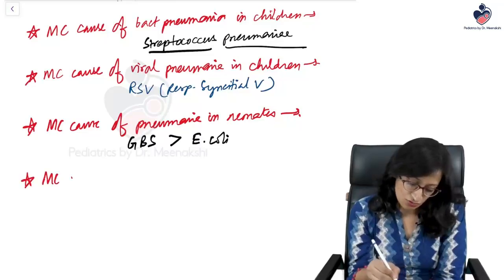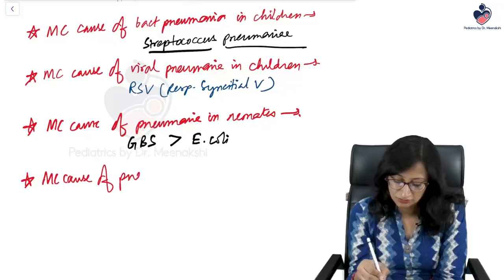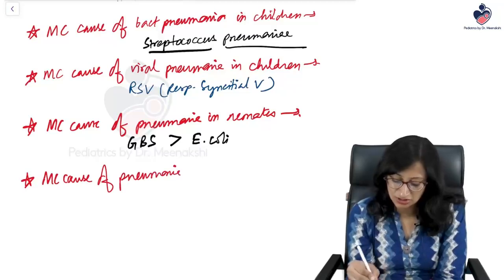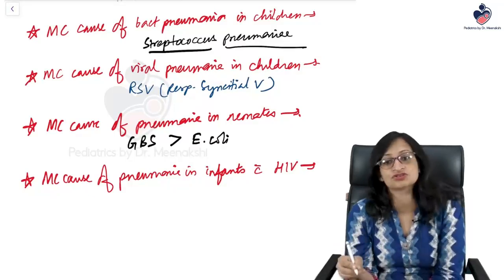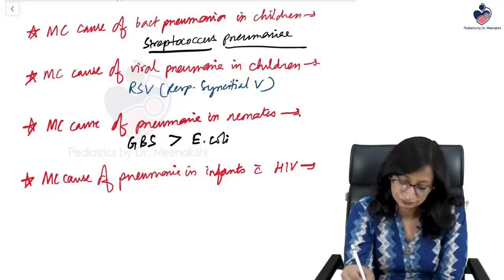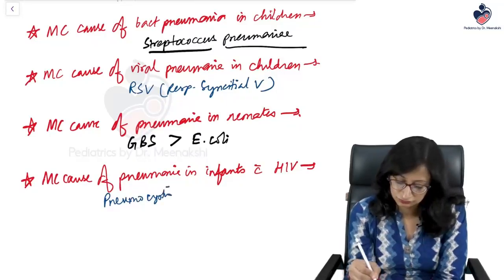So the most common cause of pneumonia in infants with HIV is Pneumocystis jirovecii.